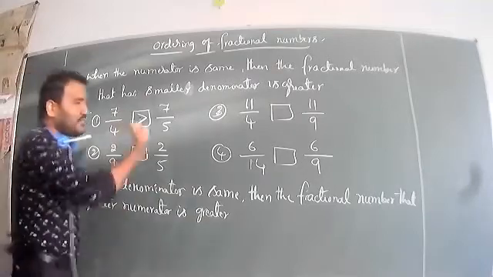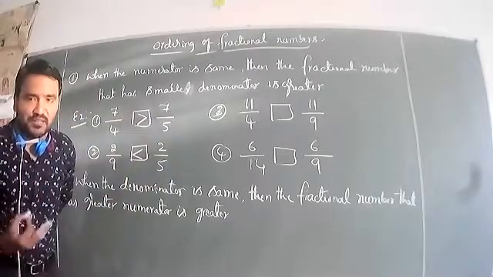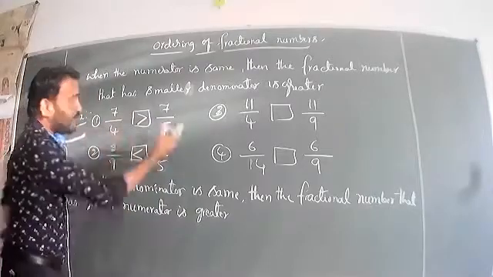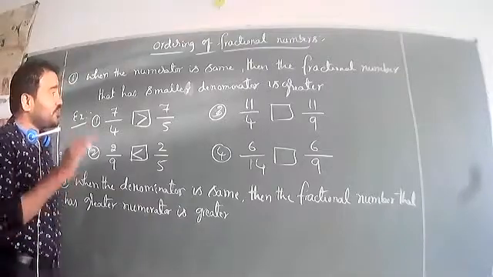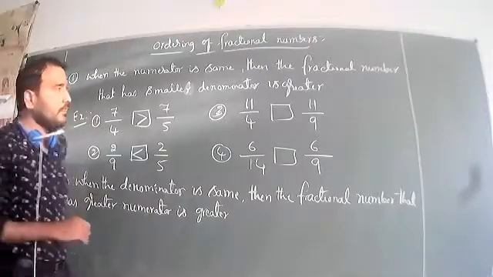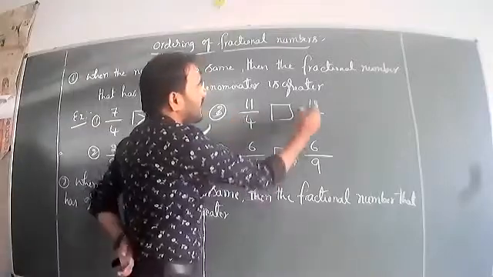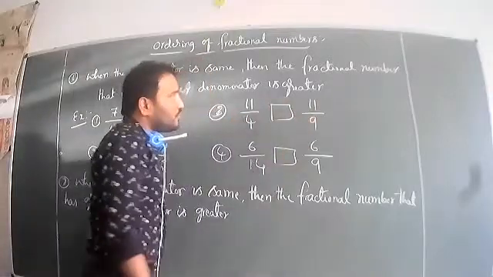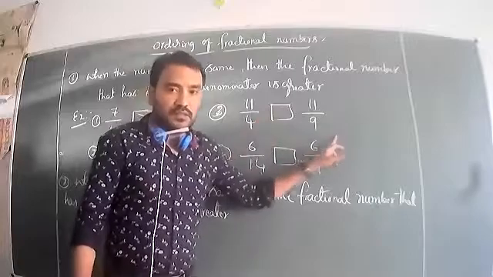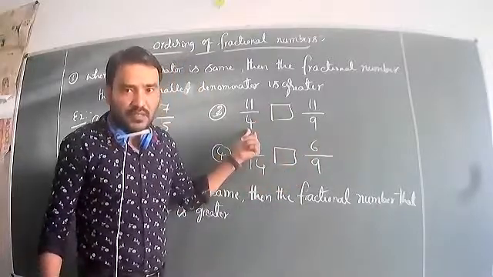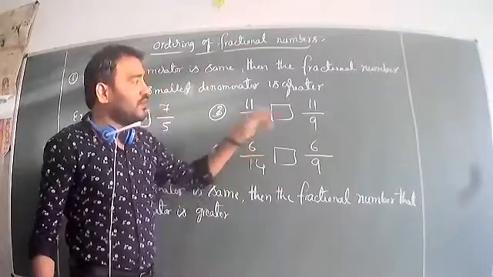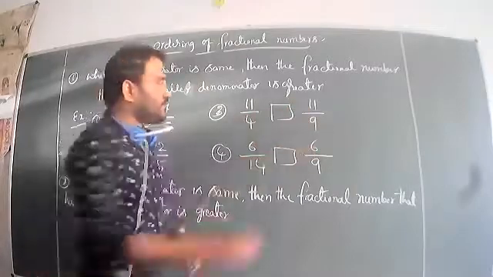Guruji, the numbers are very different. When the numerator is the same, check the denominator; the smaller denominator is greater. Now for 11 by 4 and 11 by 9, check that the smaller denominator is greater. The smaller denominator is 4, so 11 by 4 is the greater fraction. The smaller is 11 by 9.